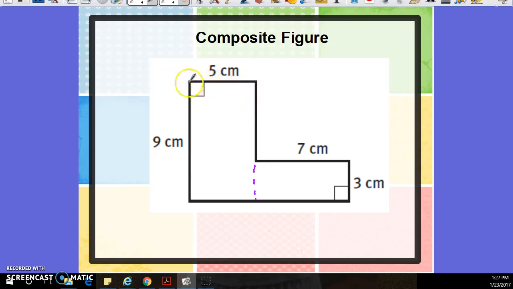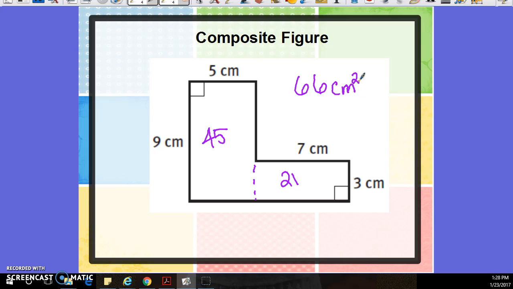So we know that if this right here is 5 centimeters and this is 9, and this is 5, and there would be 9 as well, we would do length times width, which is 5 times 9. And what is that? 45. Same for right here. 21. So we add them both together, we get what? 60 centimeters.